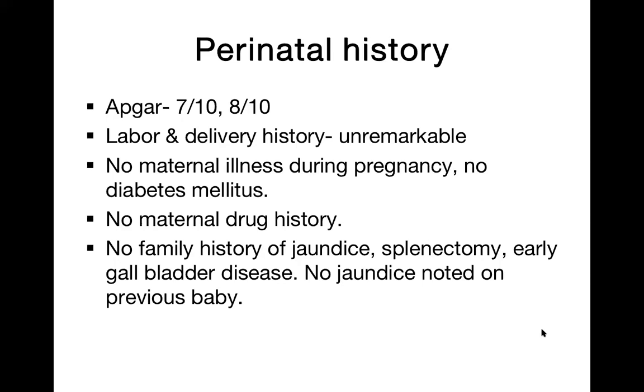No history of any splenectomy. Now, you have studied before in hemolytic anemia, one of the treatments is splenectomy, but there was no such history in this case. That means no hemolytic anemia was running in the family. There was no early gallbladder disease. Remember, gallstones can be caused by hemolytic anemia. So these are the indirect questions. And there was no jaundice noted in the previous baby also. She is a second parity mother, isn't it? So the previous baby was also fine.